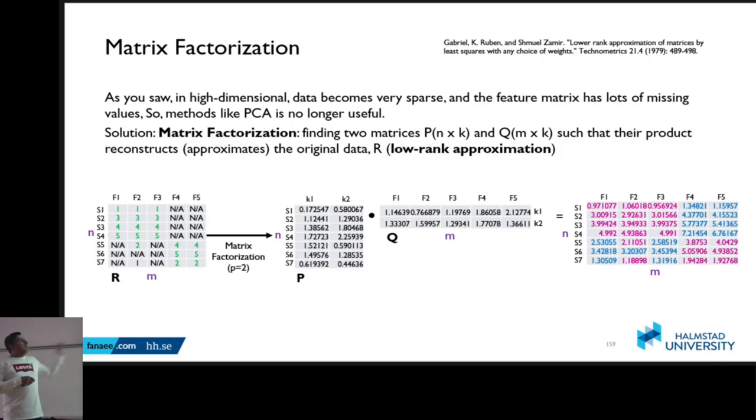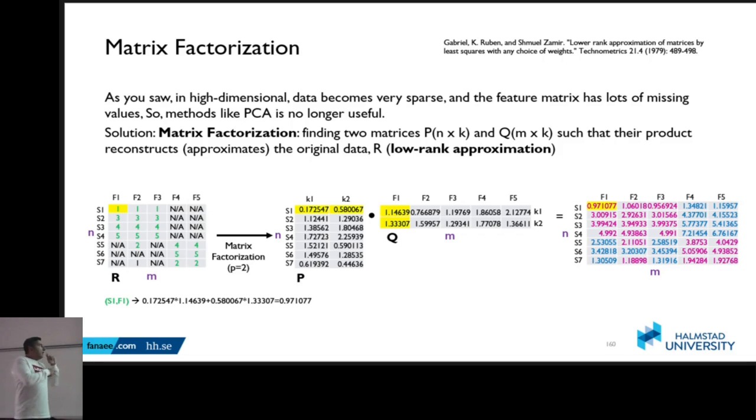Matrix factorization gives us these two factor matrices. If you make an inner product of these two factor matrices, it gives us an approximation of the original data. Look at this example. How close these values are: 1, 0.97, 1.06, 1. Let's see this example, 3.00 and 3. It's very close, right? It works very well.